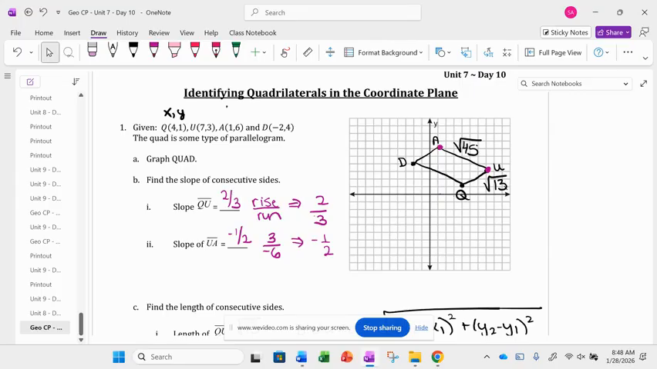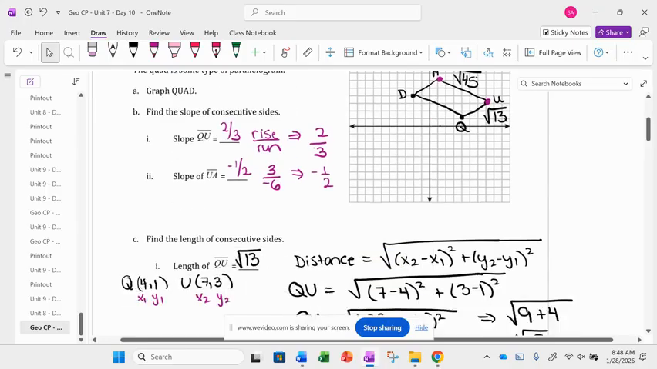Are the sides all congruent? No, clearly they're not because they're different numbers. So it's not a rectangle and it's not a rhombus. If it's not a rectangle, it's not a rhombus. It can't possibly be a square. So this is just a normal parallelogram. So we're just going to write a parallelogram.